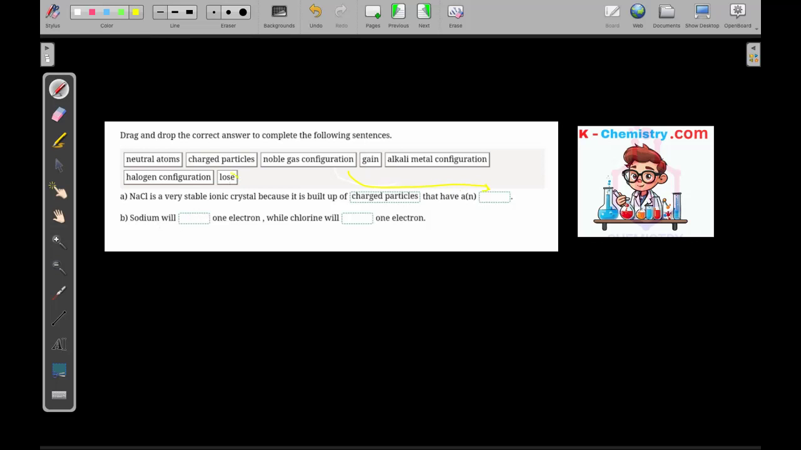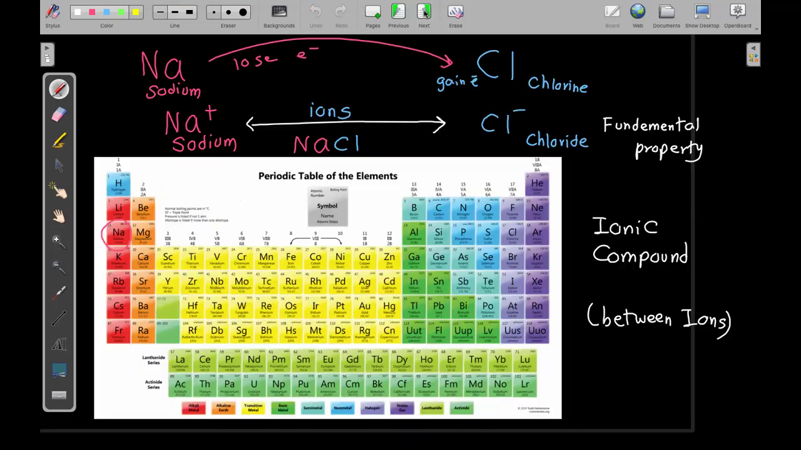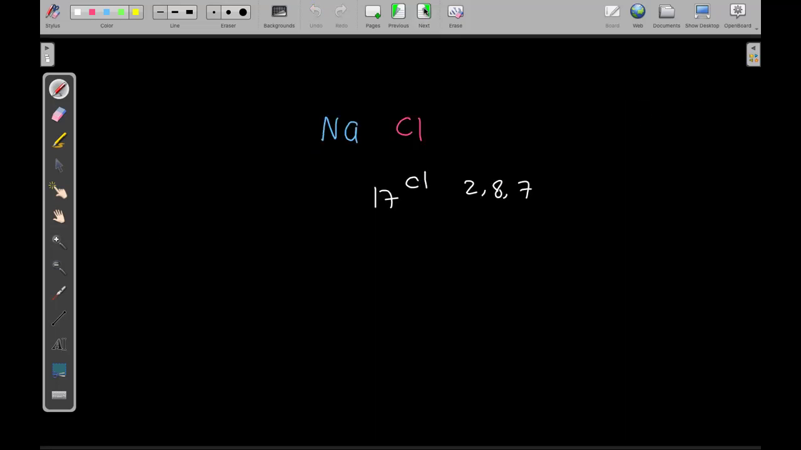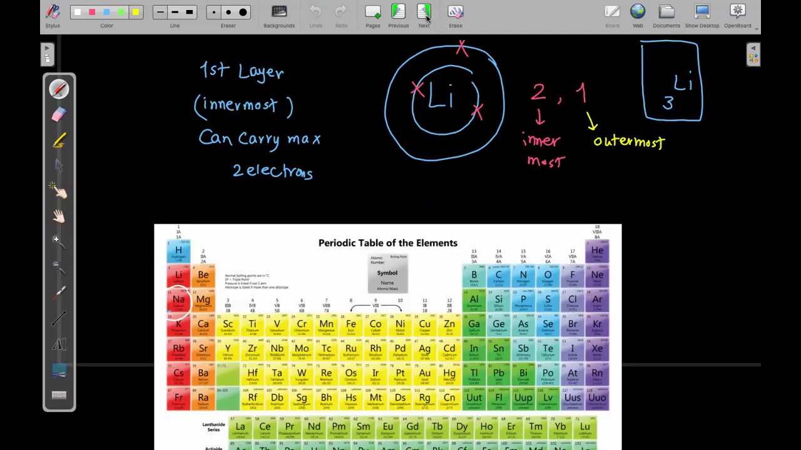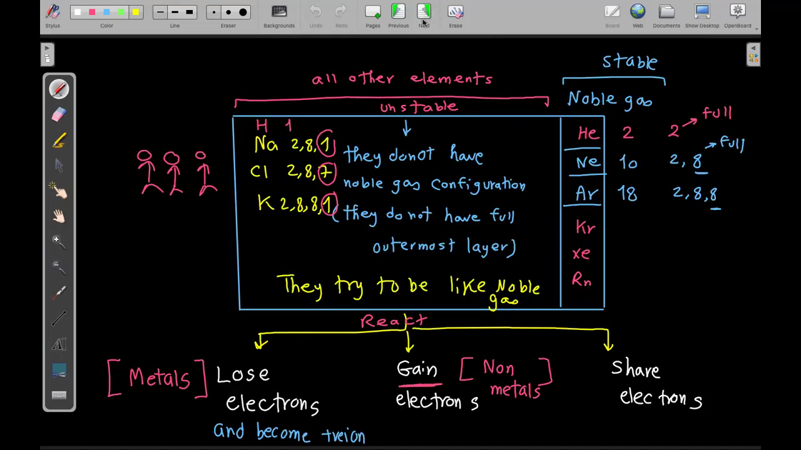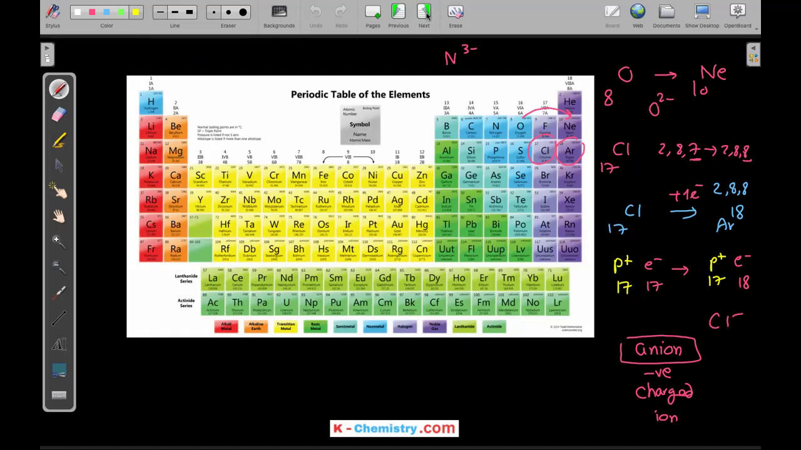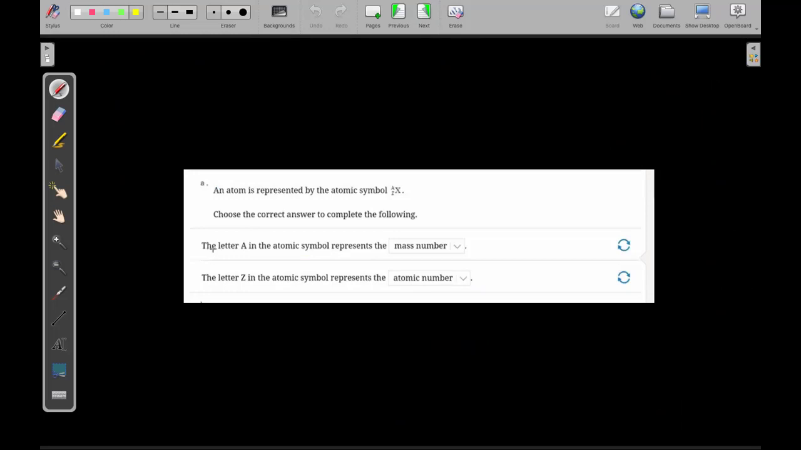Sodium will lose an electron, as it is a metal, and we said metals lose electrons, while chlorine will gain electrons, the same way we have explained the ionic compound. If you didn't see how we explained the ionic compound, please watch the video. This is a very important video to know what the ionic compound is.